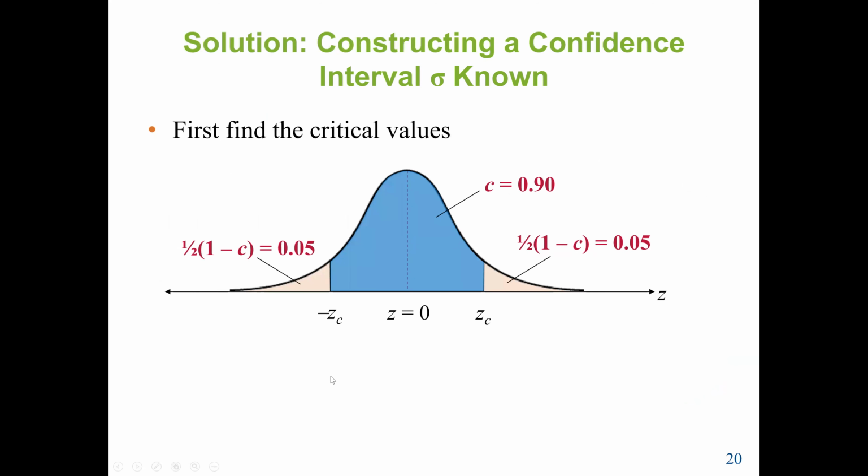So here we have all our necessary z values. The mean is z zero, with the positive critical value on the right and the negative critical value on the left. Since the blue shaded area is 90% or 0.9, then to the left and right the tails will be 0.05 or 5%. So that's what we have here: half of 1 minus c is 0.05. And we know the negative z_c and positive z_c, because z_c is equal to 1.645.